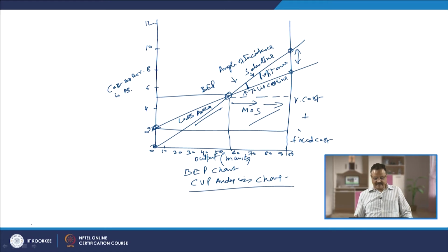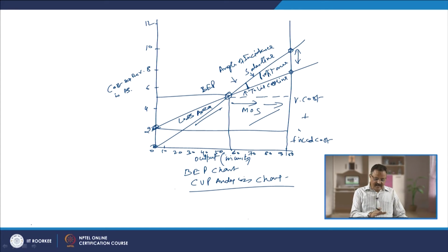Cost volume profit analysis chart, because we are taking care of the cost, and also the volume of production in terms of value and units, and the concept of profit, that how much profit is going to be there. So you call it the CVP chart, cost volume profit analysis chart, or the break even point chart.